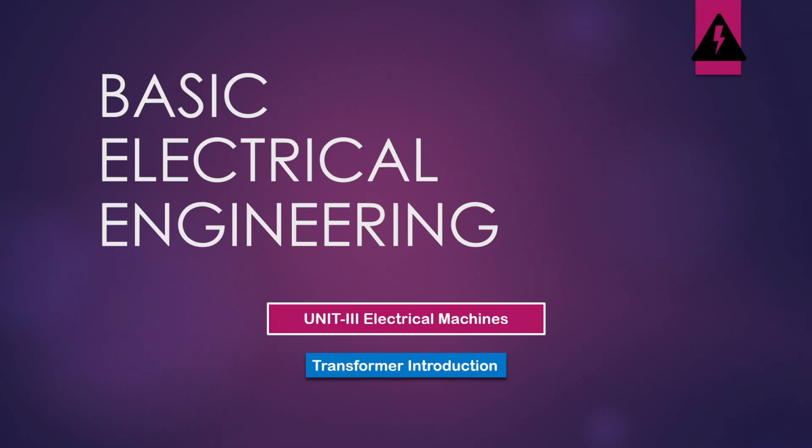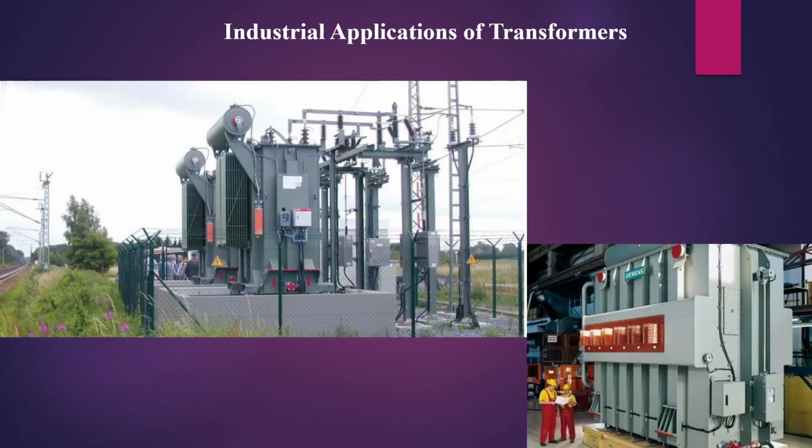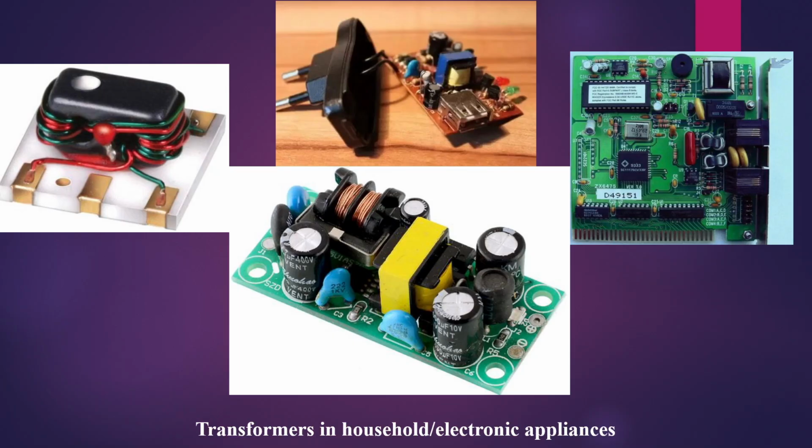So what is a transformer? Most of you have already seen a transformer in daily life. It is one useful piece of equipment in electrical power systems. These are industrial applications of transformers. You can see the big-size transformers. We also have domestic applications of transformers in household and electronic applications. Here you can see this is a transformer, and here this is a mobile charger. You can see a transformer in a mobile charger itself.